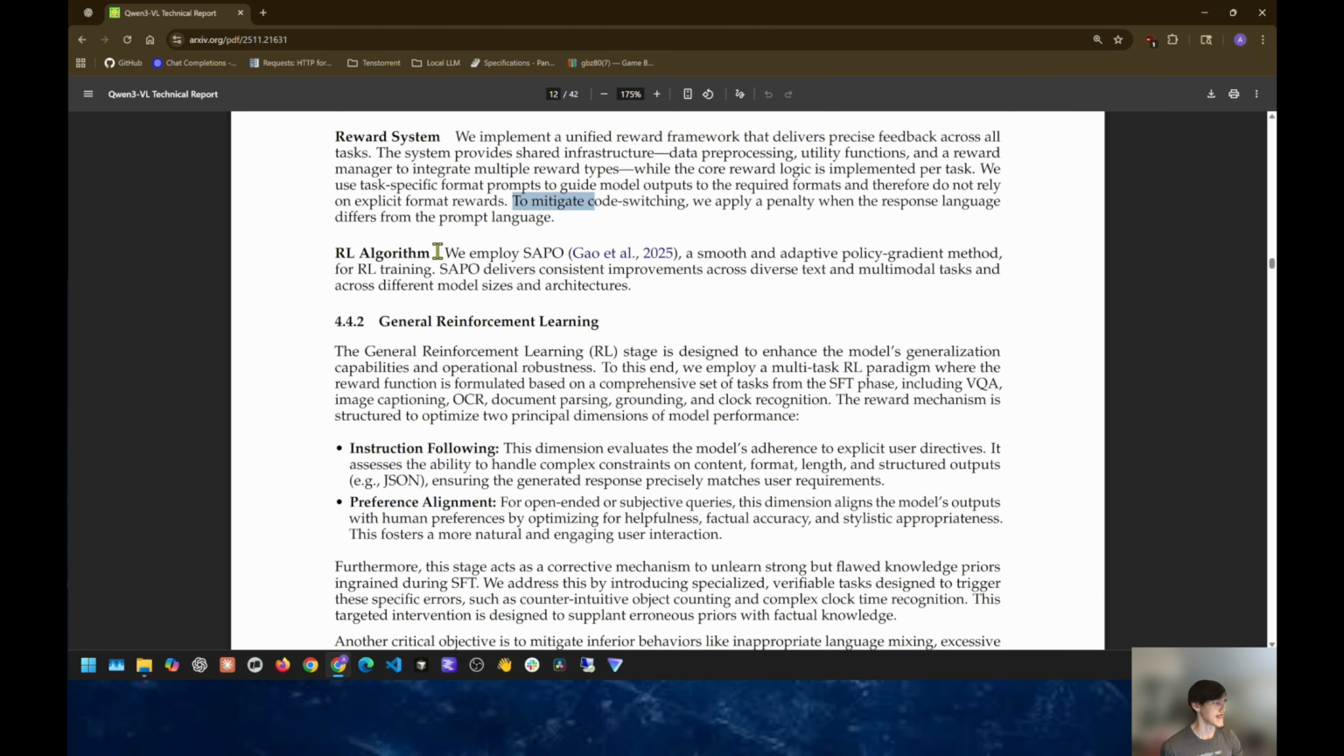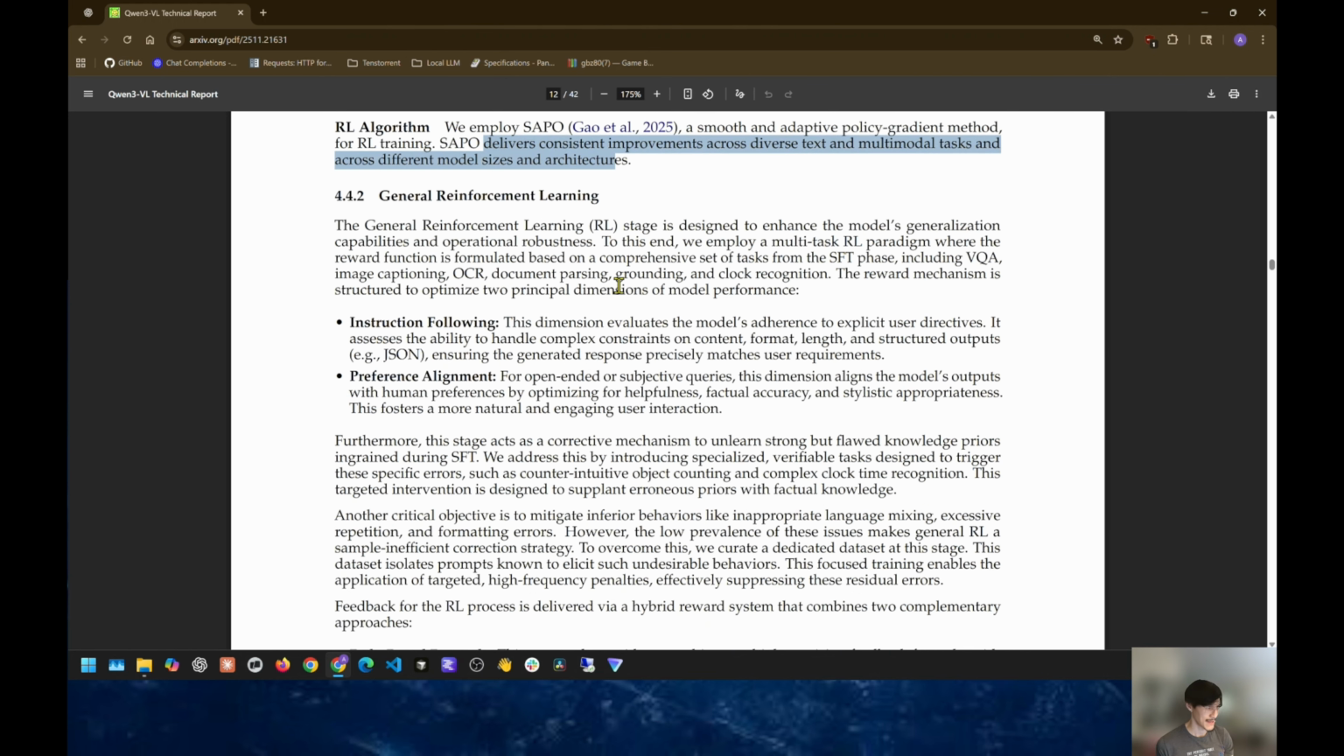RL algorithm. We employed SAPO, a smooth and adaptive policy gradient method for RL training. SAPO, something preference optimization, delivers consistent improvements across diverse text and multimodal tasks and across different model sizes and architectures.